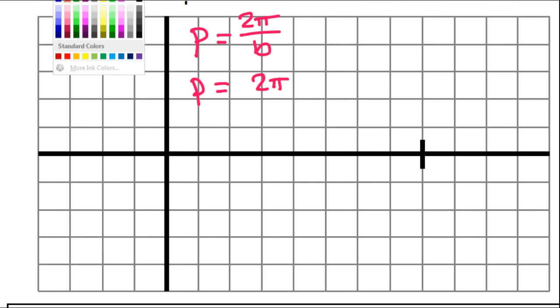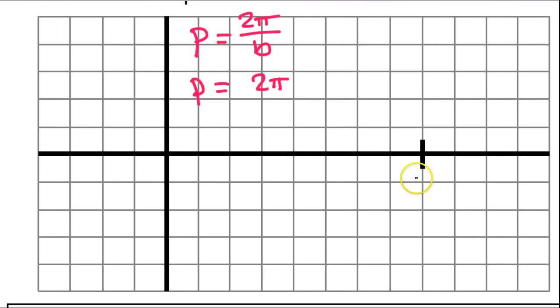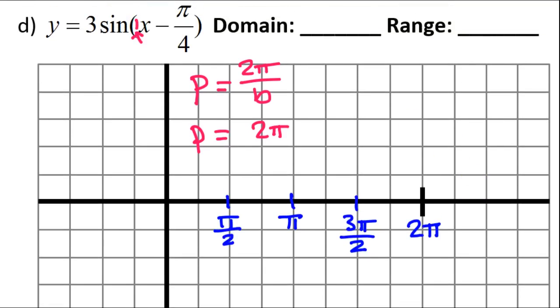And we can also record that on our graph. So this will be 2 pi. And so that makes this pi. And this will be pi over 2. And this will be 3 pi over 2. Okay, what else?